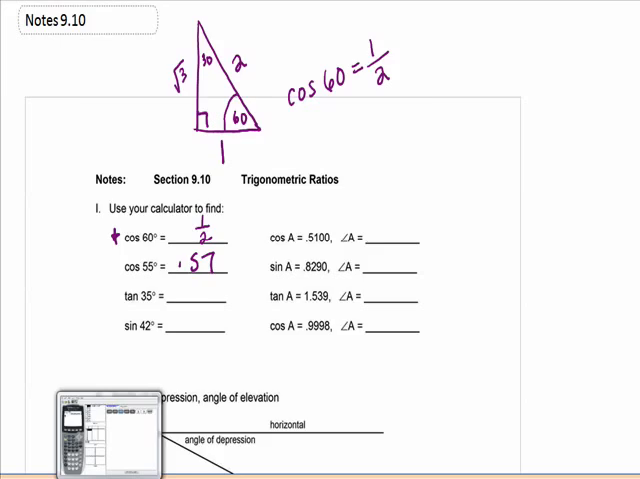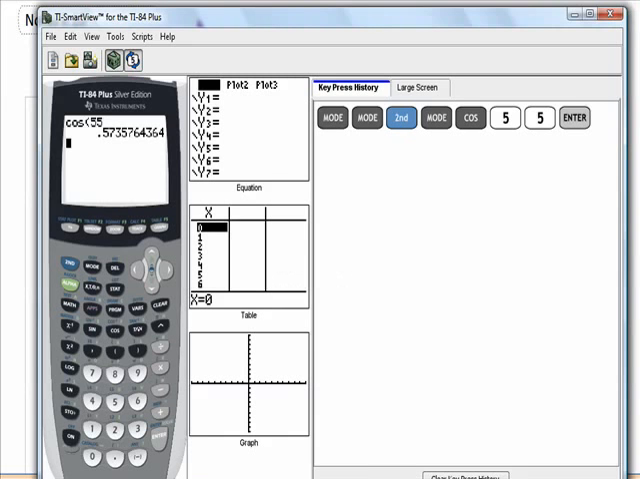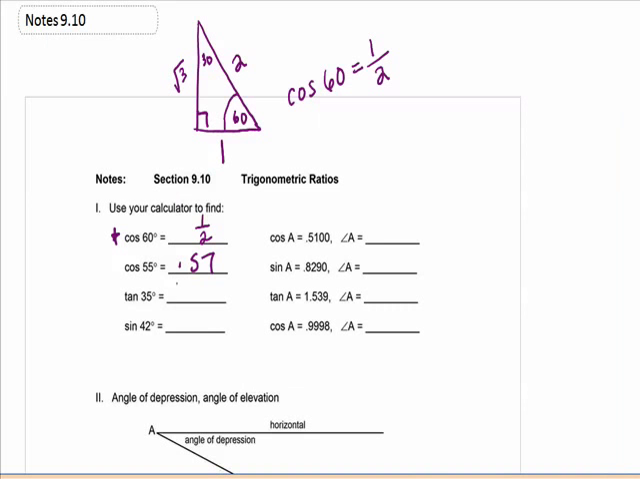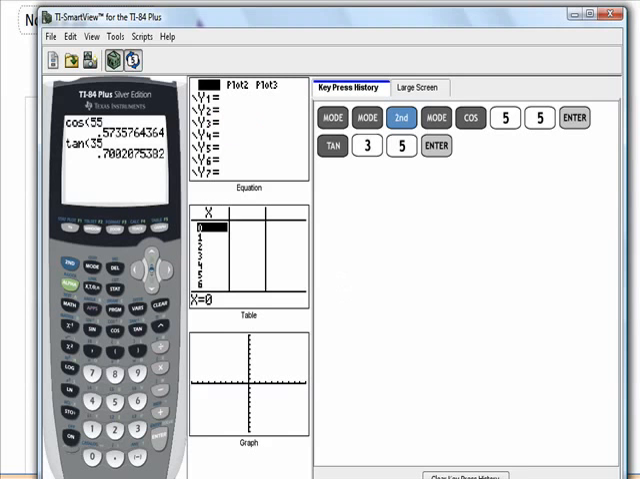All right, let's go ahead and finish this up. Let's enter tan 35. What do you think, Mr. Stern? 0.70. You are correct. And sine 42? 0.67. Perfect.